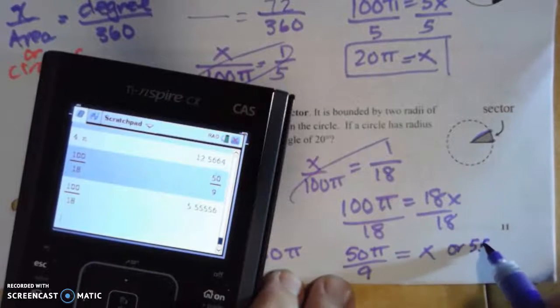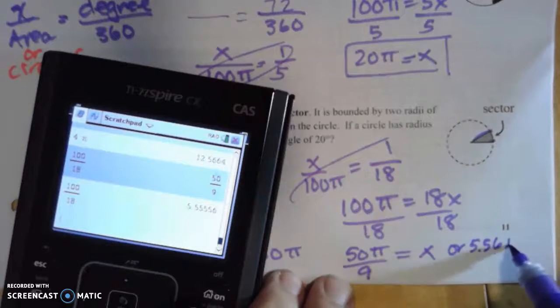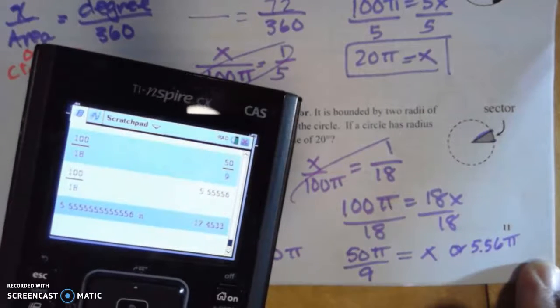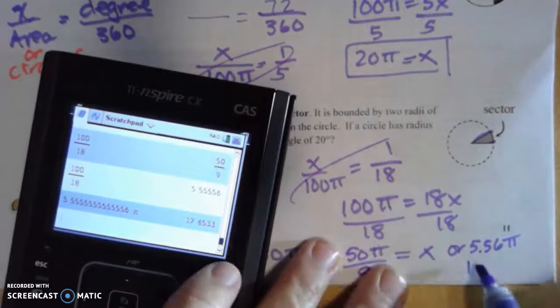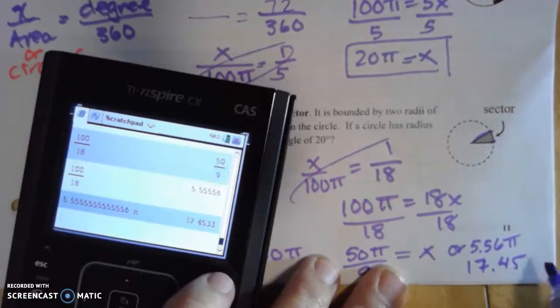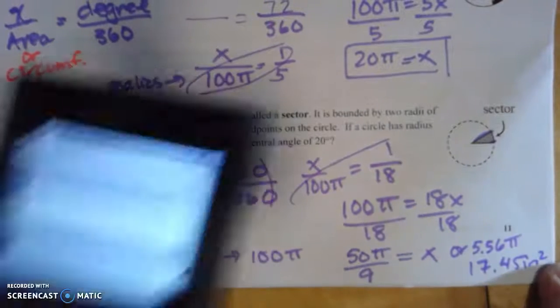Or 5.56, we'll say pi. And if I want to know what that is, I can multiply that times pi, and we get 17.45. 17.45 units. We're talking inches, I believe. So that would be inches squared because it's area.